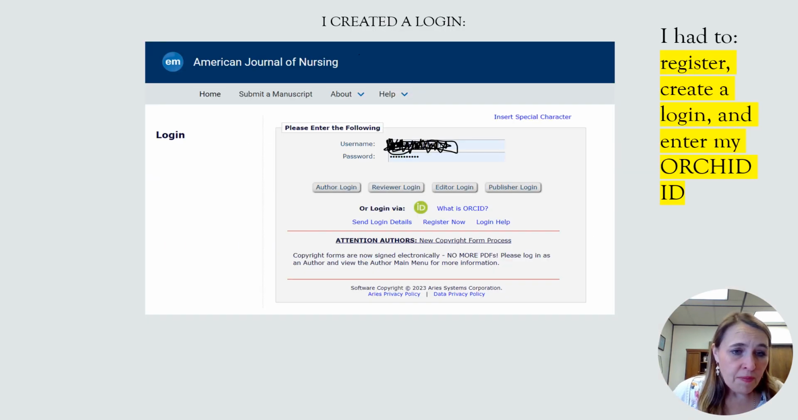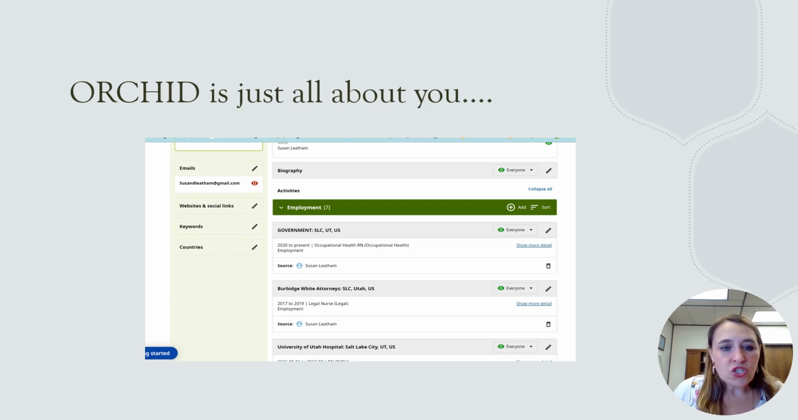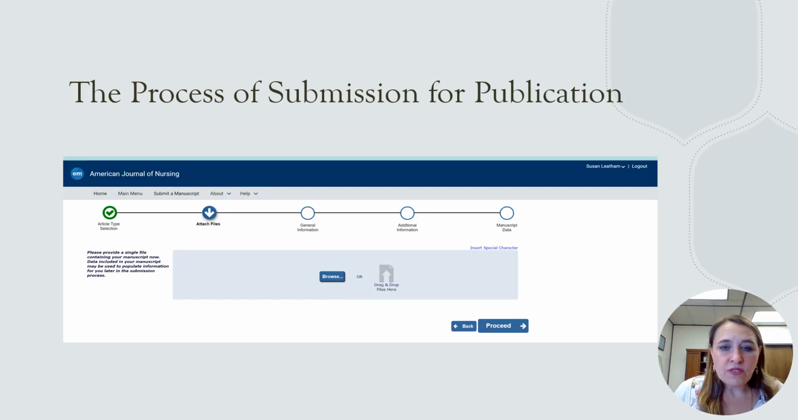And then I needed to make a login so that I could submit my manuscript, and I needed to submit my ORCID ID. So what is an ORCID ID? It's just basically a resume where they're asking, who are you and are you qualified to write about this in the first place? Where have you worked? Like what is your experience? So ORCID is just all about you, and the process of submission looked like this, where I had to go through all these specific steps to finally submit the manuscript.